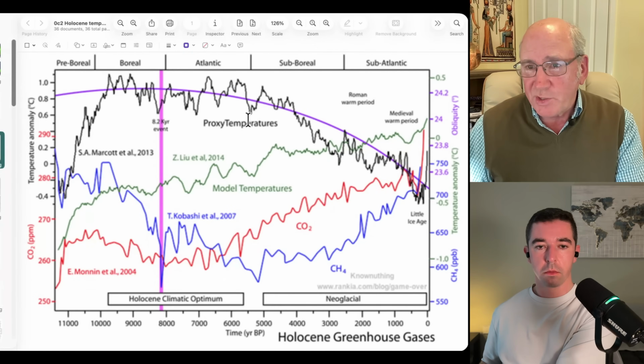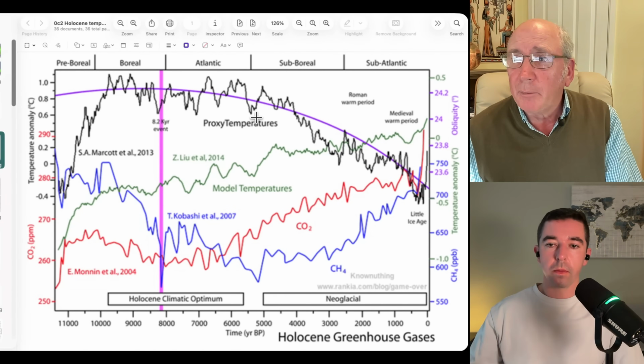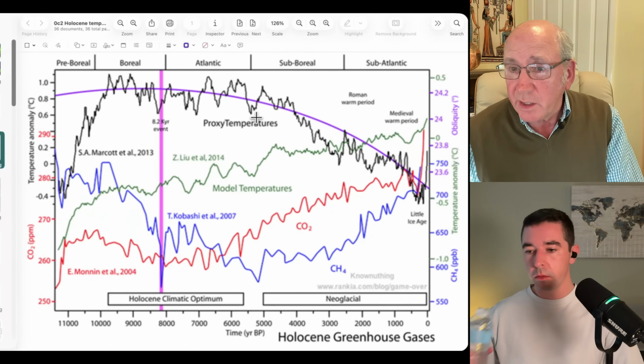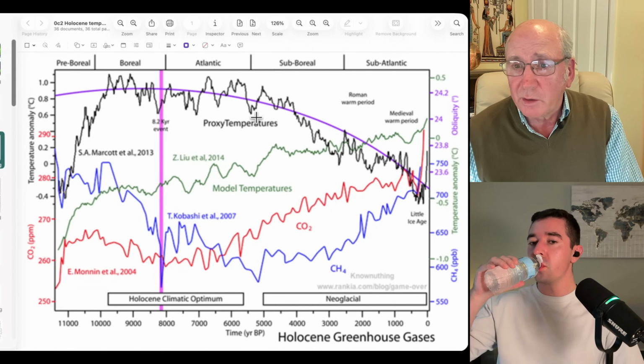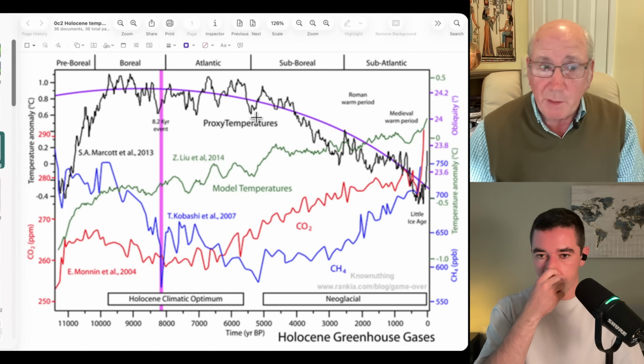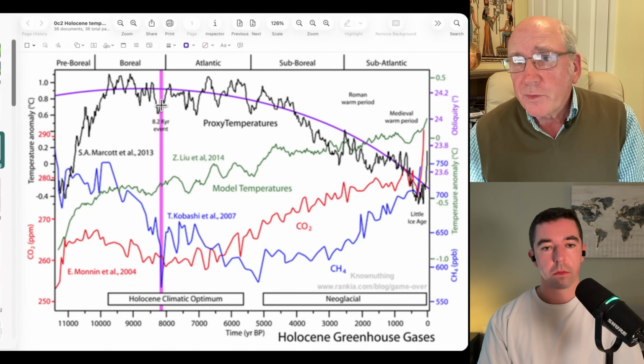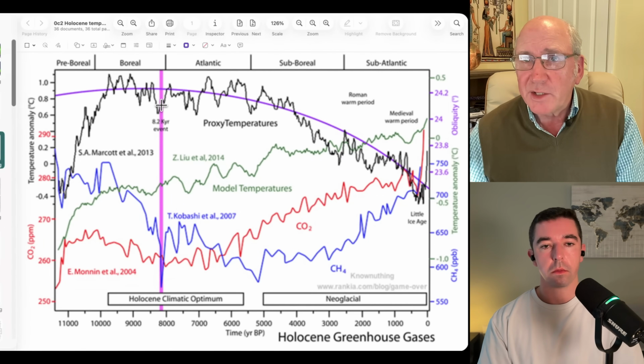These are taken from proxy temperatures. They take this from ice cores. They take it from stalactite cores and so on, giving you proxy temperatures so you know the temperature in the past. And the temperatures they give are relatively trusted and accurate.